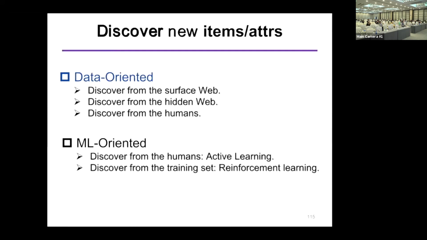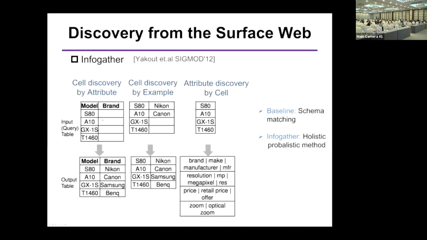Then let's see how to discover new items or attributes. First, let's see the data-oriented method. We talk about discovering from the surface web, discovering from the hidden web, and discovering from humans.